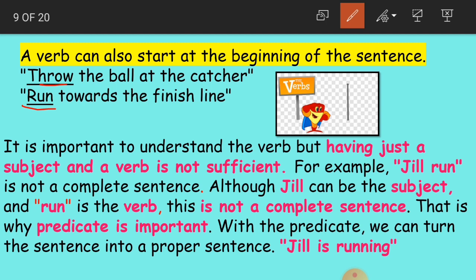Throw the ball at the catcher. So who is playing there? That particular boy or girl or a player. So he is addressed to throw the ball at the catcher.